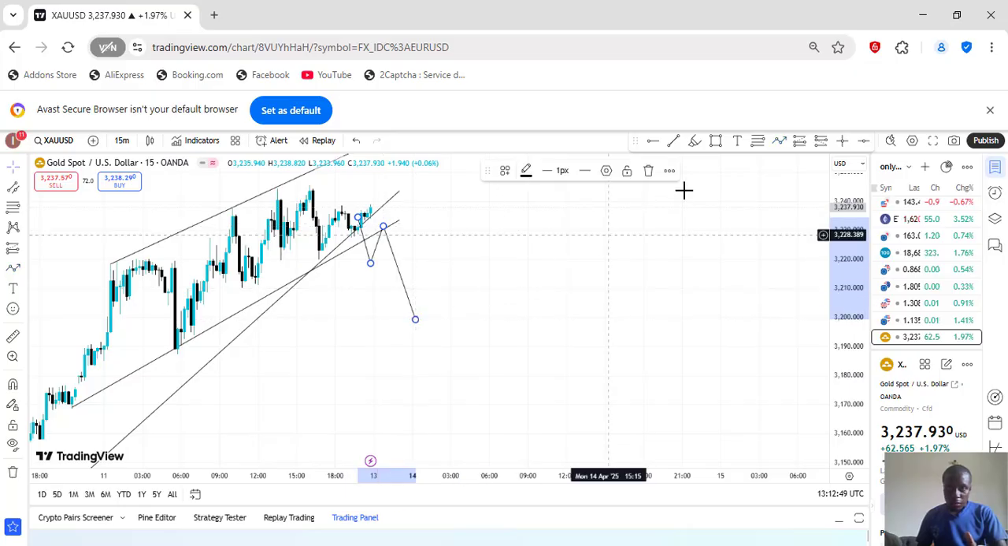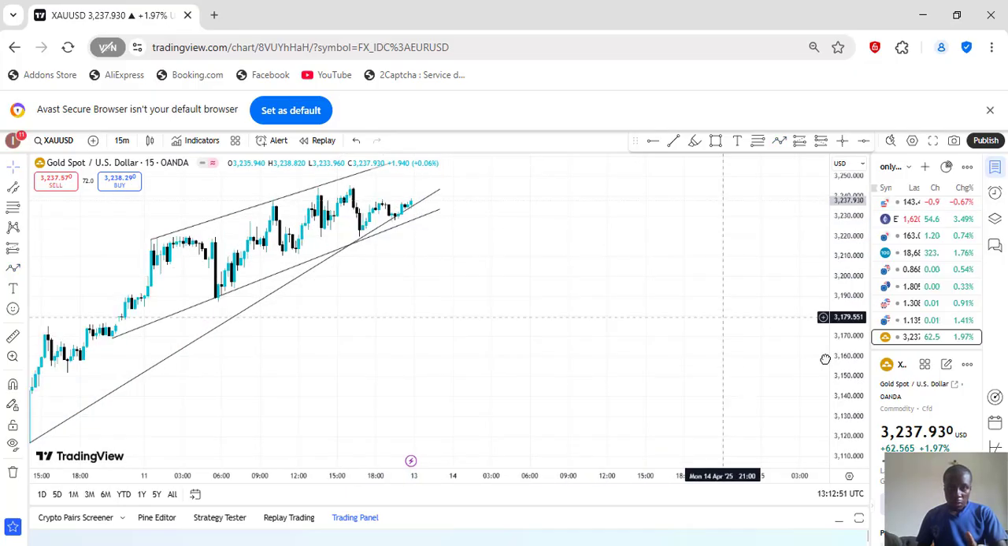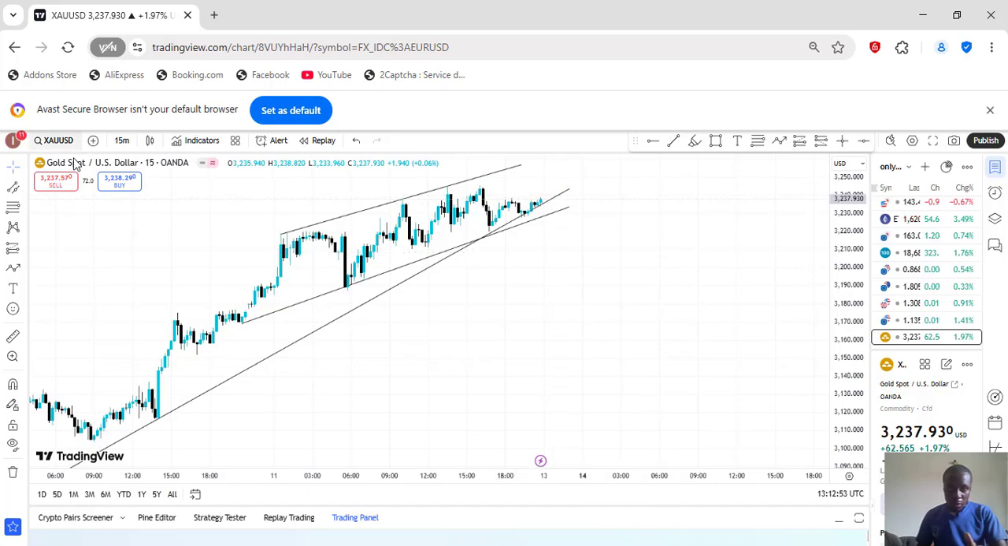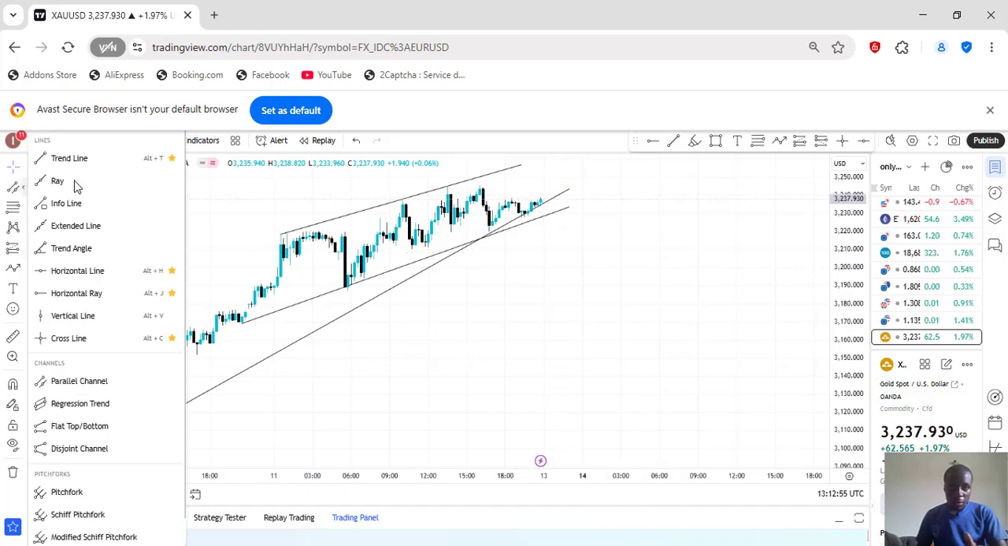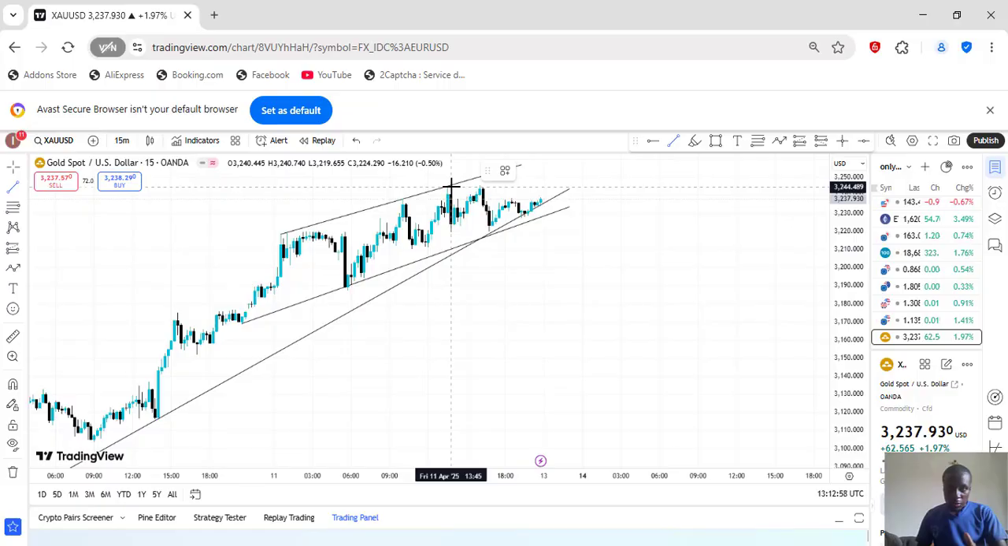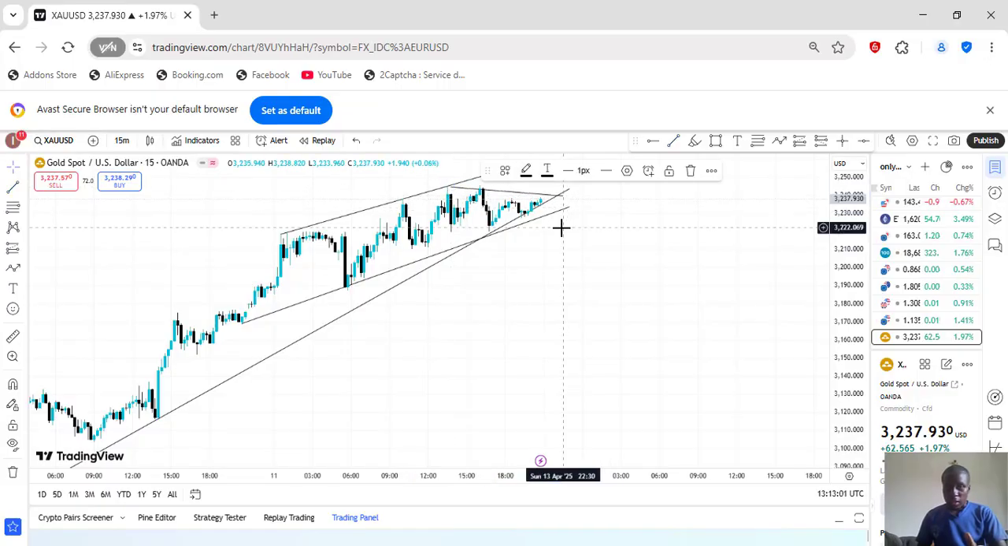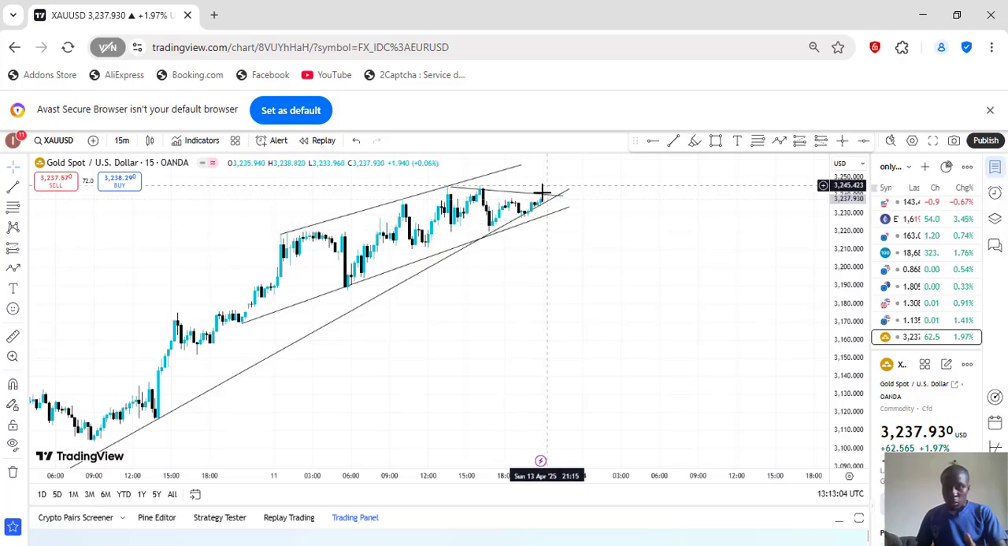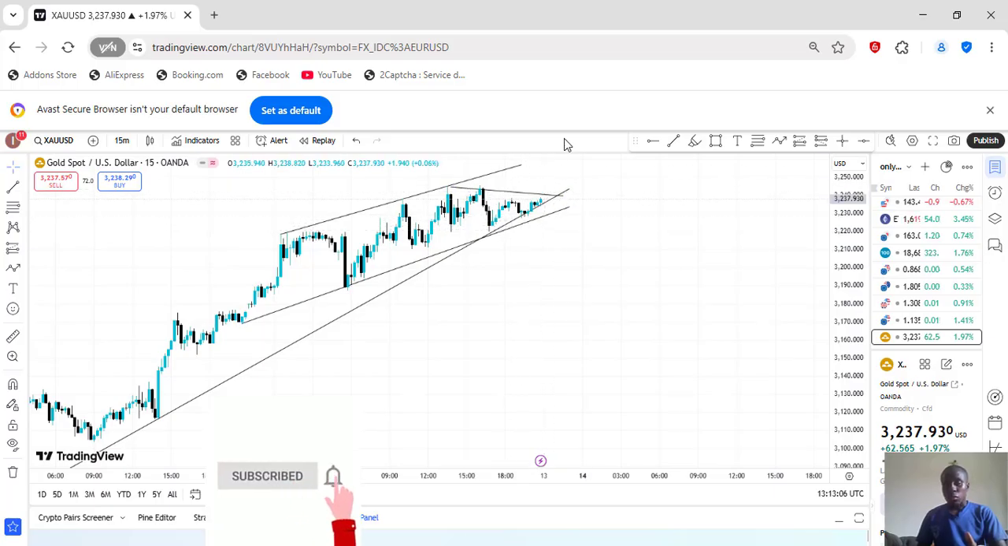But guys, I wouldn't prefer selling at this point in time. I'd prefer going long, or maybe waiting for breakouts. You can easily trade breakouts when we have a trending market like this. You can see a symmetrical triangle. Maybe wait for it to break out and then you buy to the upside.